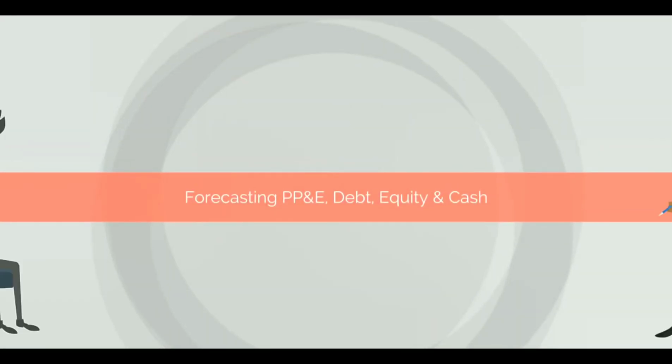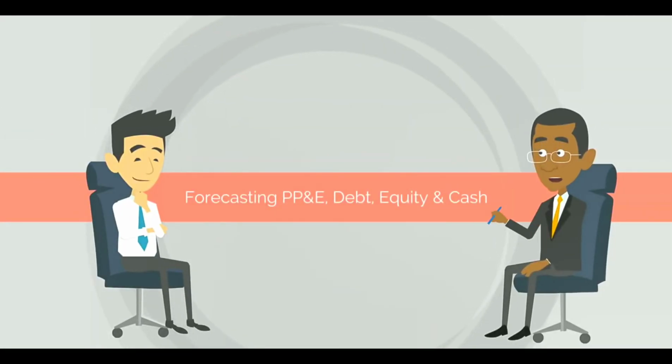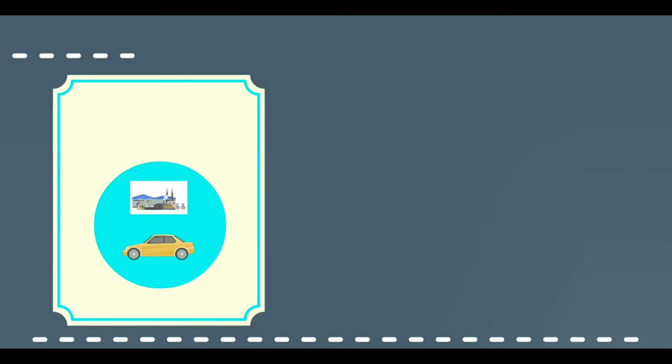In this lesson, we'll discuss how to forecast the remaining balance sheet items: PP&E, financial liabilities, equity, and cash. And once we've done that, we would have forecasted all financials necessary for a complete three-statement financial model. Sounds good, right? Let's get started then.